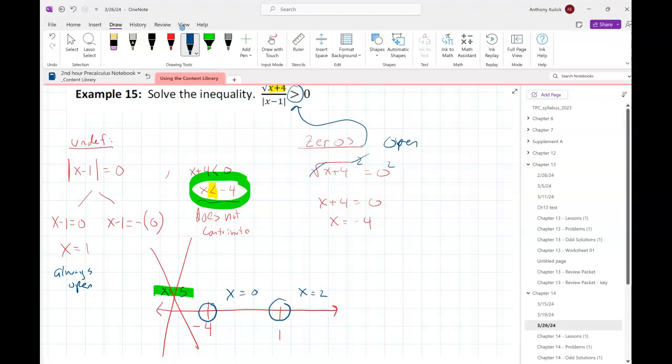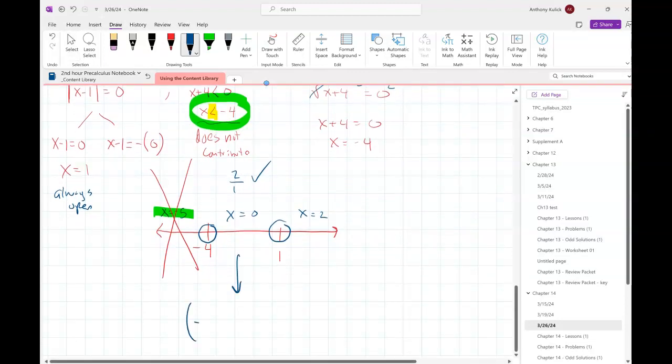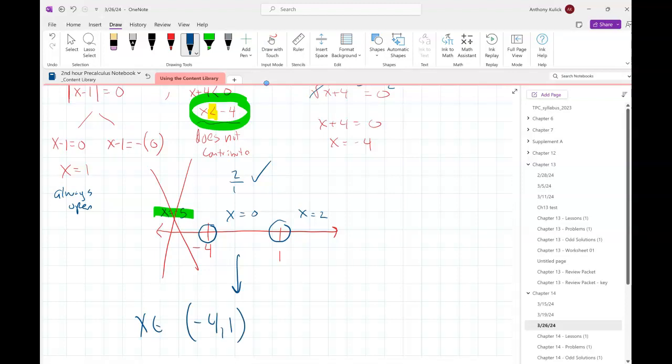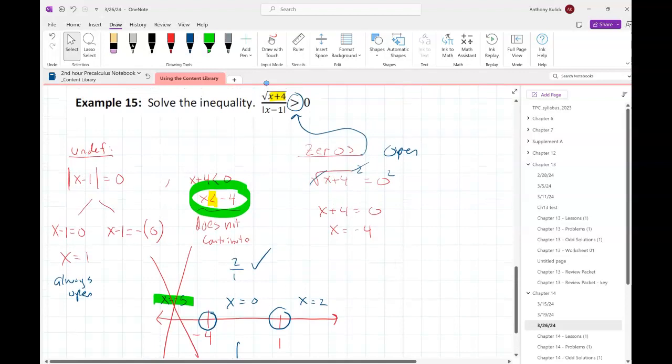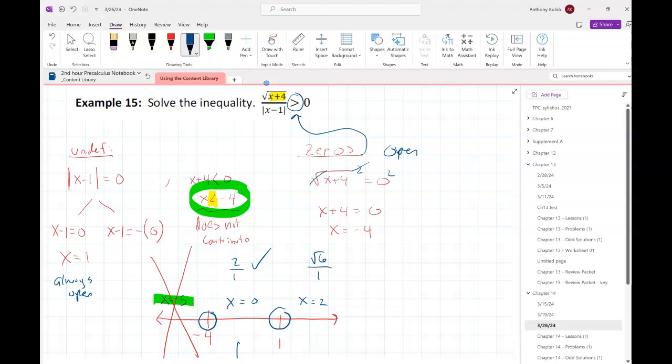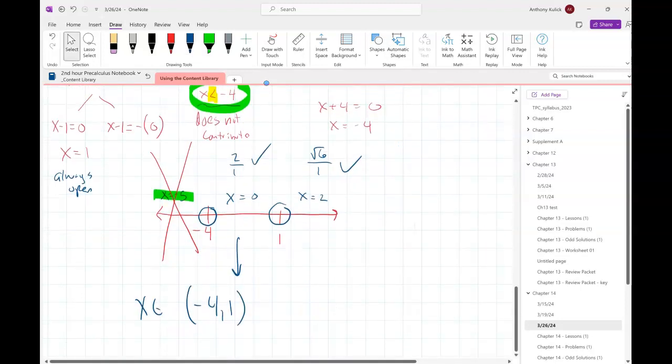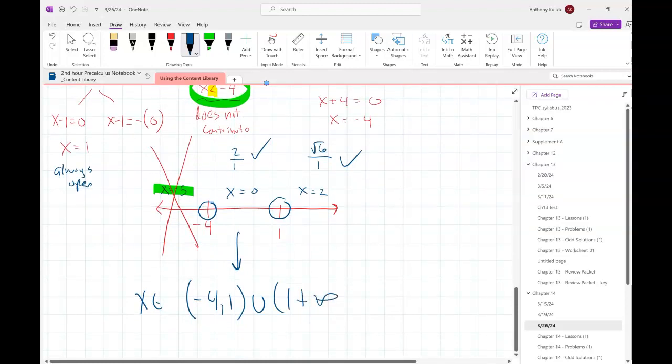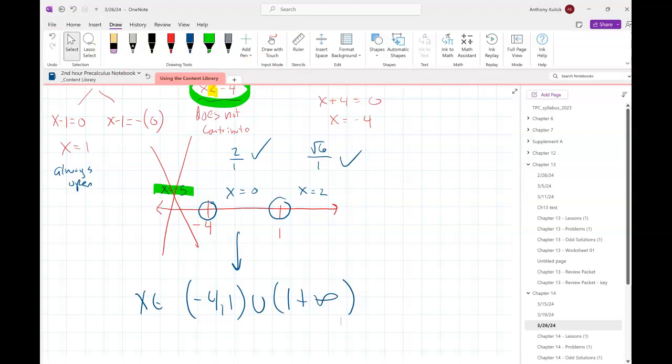So if I plug 0 in, I'm going to get the square root of 4, or 2, over the absolute value of -1, which is 1. That's positive, so that's part of my answer. If I plug 2 in, that's going to be the square root of 6 over the absolute value of 1, which is just 1, also positive. And I should be good. Yes, sir.